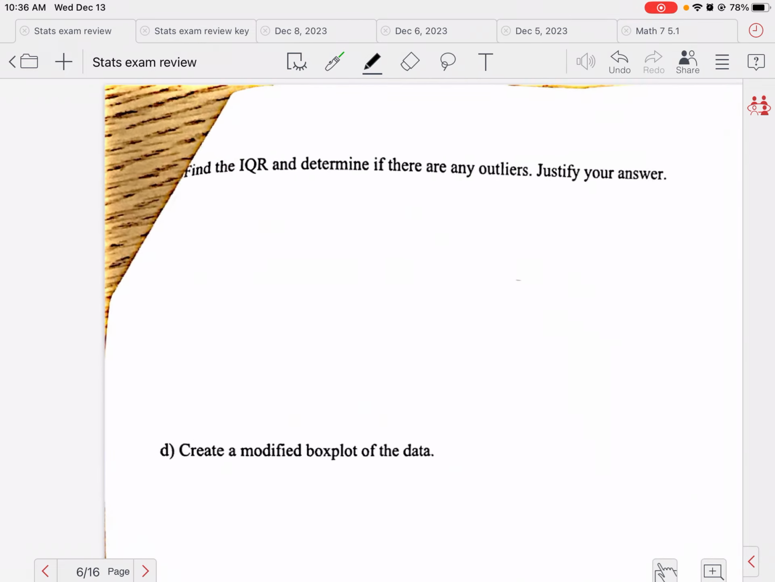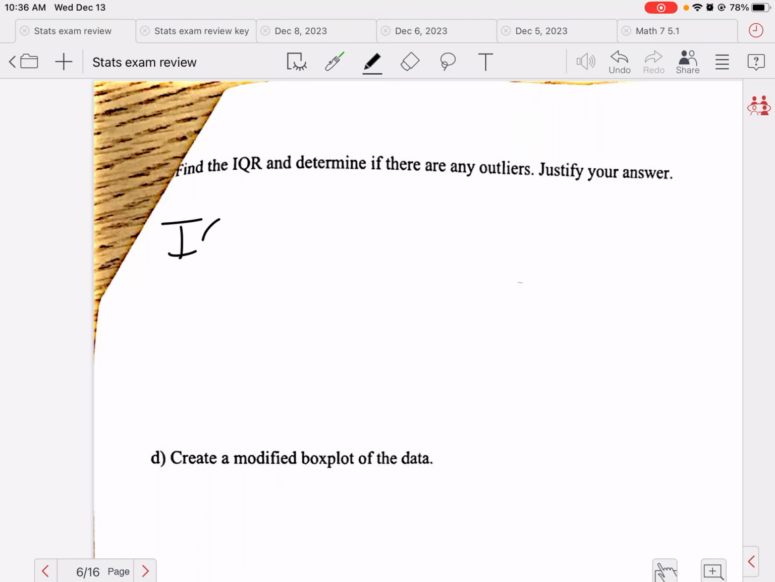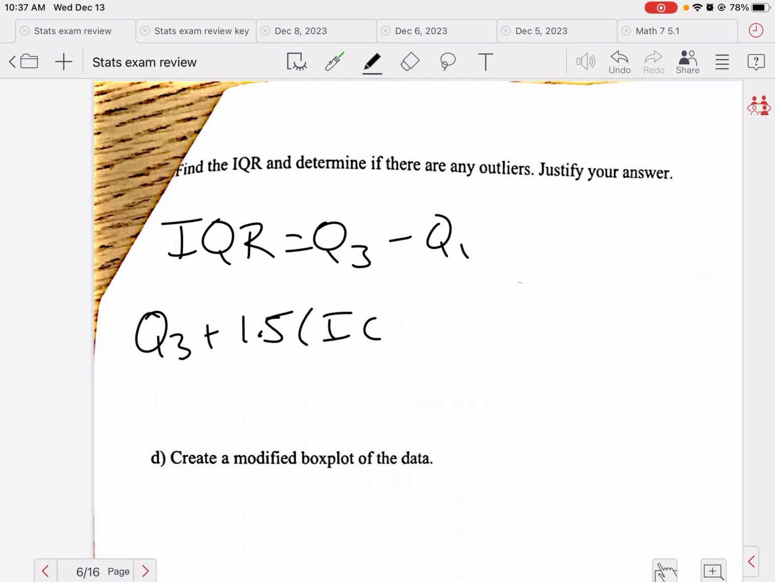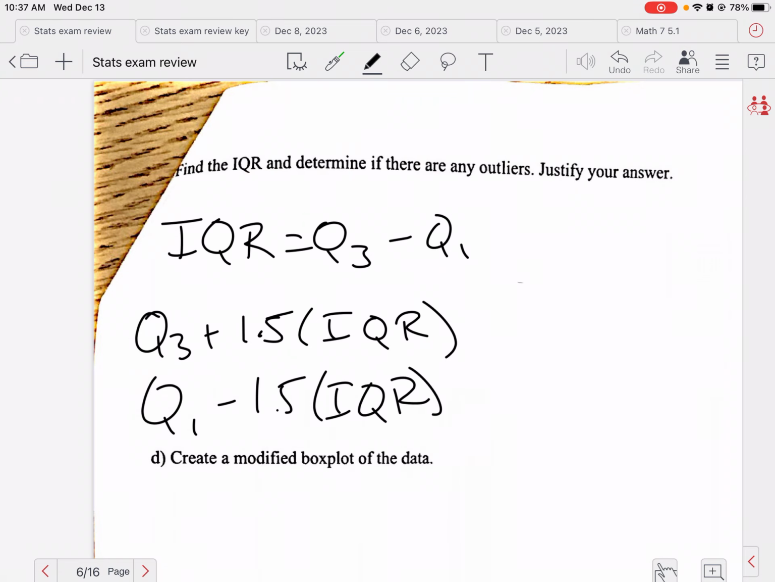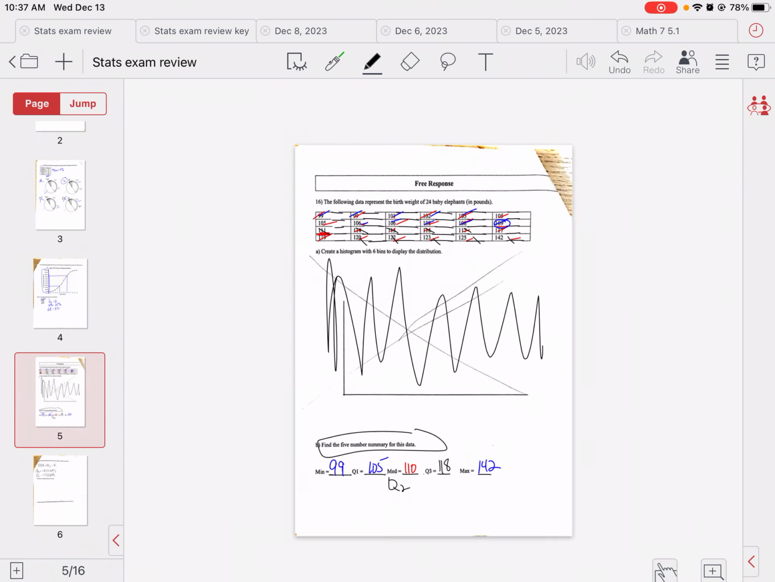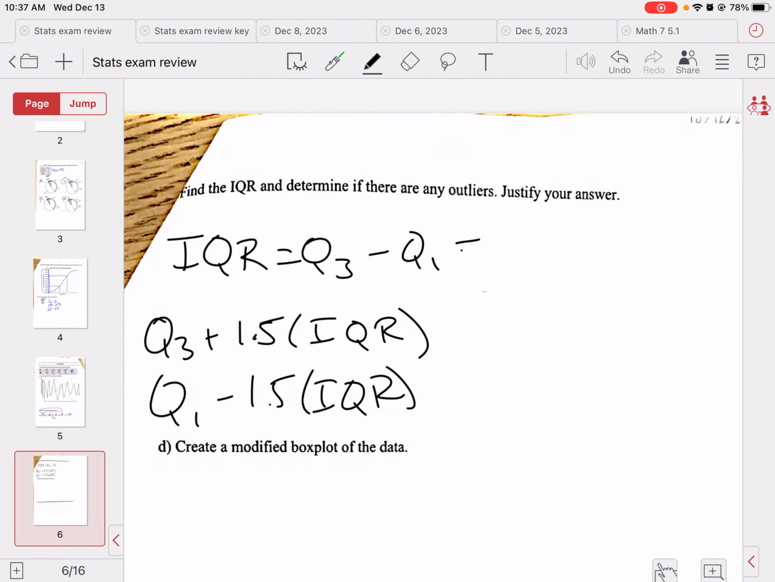Okay, find the IQR. IQR is Q3 minus Q1. Again, that might be something good to have on your note card. Outliers, you do Q3 plus 1.5 times the IQR. And to find the lower bound, you do Q1 minus 1.5 times IQR. Okay, so my Q3 for this was 118, and my Q1 was 105. So 118 minus 105, which is going to give us a whopping 13.